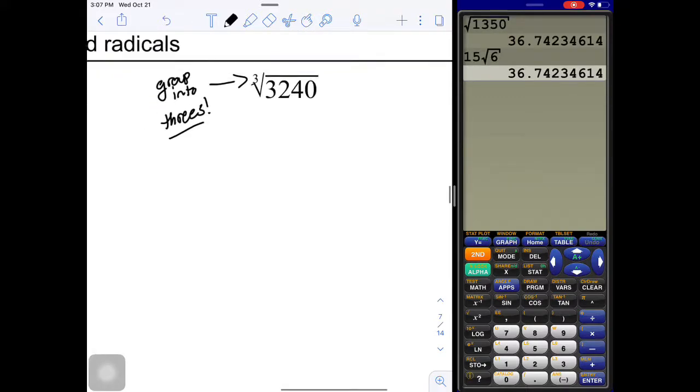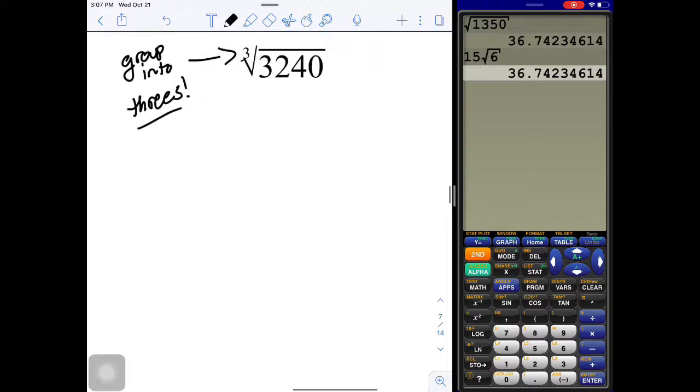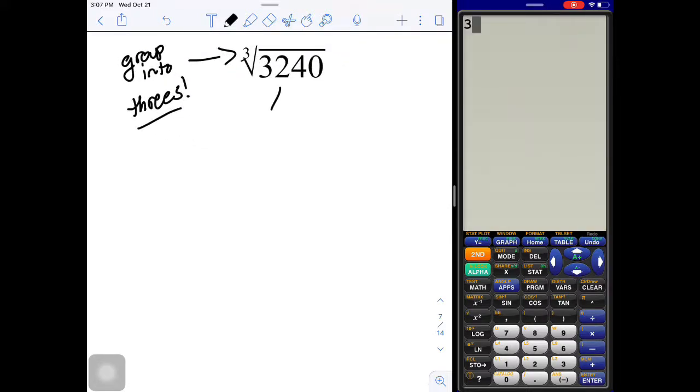Okay, so let's break this down again. So 3,240, let's divide that by 20. 3,240 divided by 20 gives me 162. 20 is divisible by 4 and 5, and then 2 and 2. Okay, so 4 divided by 2 is 2.